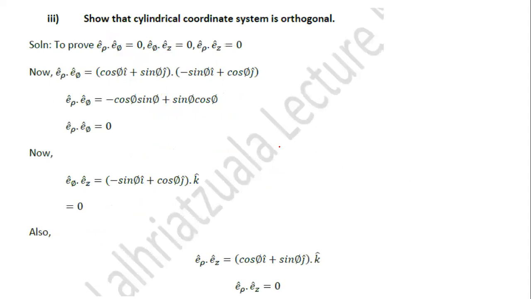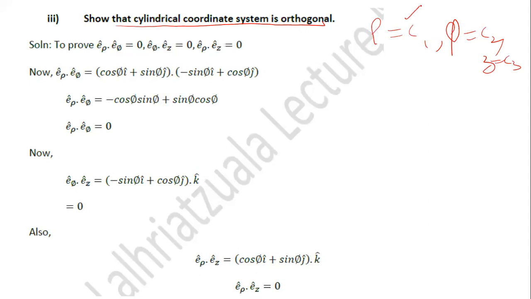Also, you can prove that the cylindrical coordinate system is orthogonal. As we discussed, the coordinate surfaces are rho equal to c1, phi equal to c2, and z equal to c3. When we discussed these coordinate surfaces, we found that rho equal to c1 was a curved surface, right? So we already see that the cylindrical coordinate system is a curvilinear coordinate system, because one of the coordinate surfaces is curved.